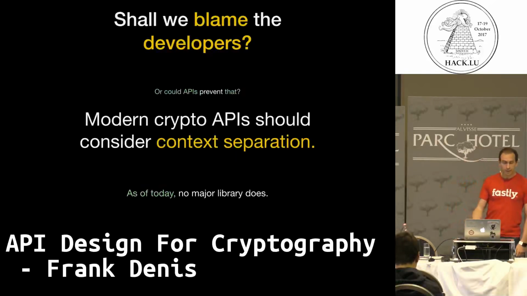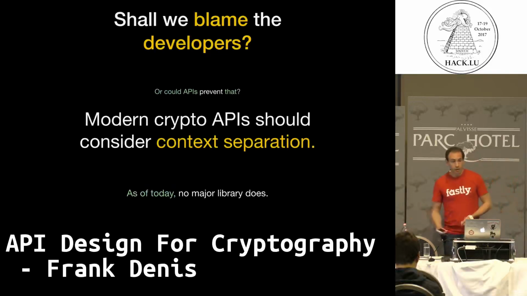Should we blame developers? No. Developers don't have to understand how every single primitive works. But the API could prevent that, using something that's been discussed a lot on crypto mailing lists, which is context separation.